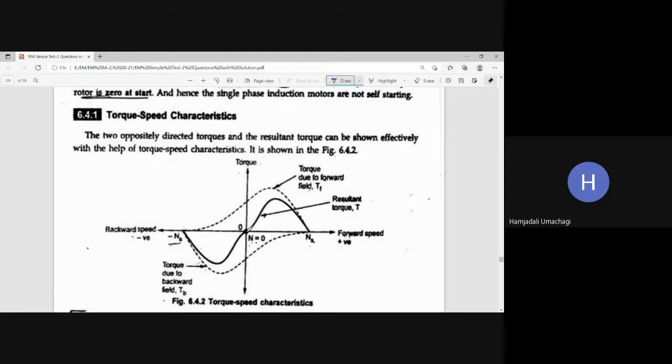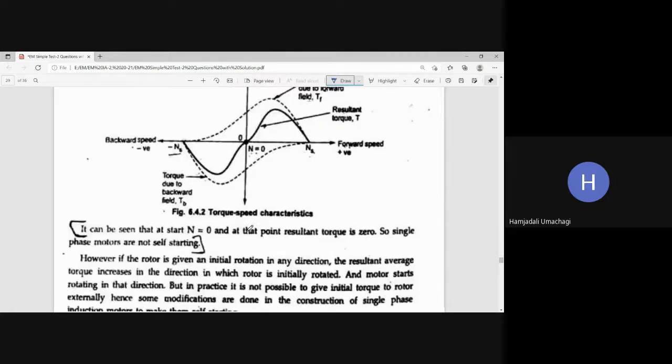If torque is zero, then the motor fails to run, and the speed of the induction motor n will be equal to zero. It can be seen that at start n equals 0, and at the time of starting the resultant torque is 0. So single phase induction motors are not self starting.